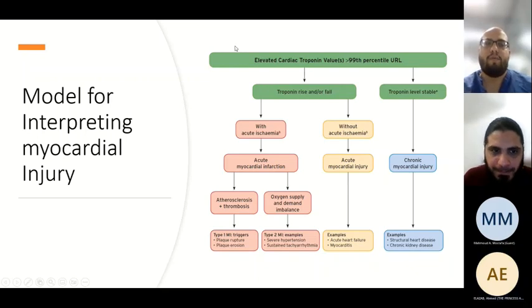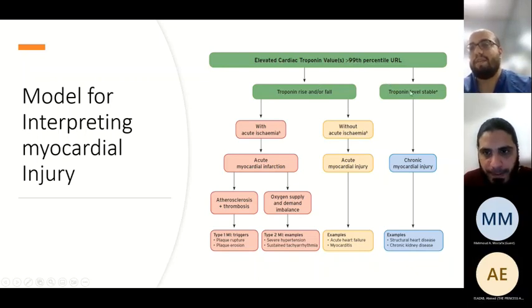Okay. So that's the model for interpretation of myocardial injury, so we're basically recapping the situations all together. You found the patient has an elevated cardiac troponin above the upper reference limit. You need to ask yourself 2 questions. Is the level stable, or is there a rise or fall? If the levels are stable, then the patient most probably has what we call a chronic myocardial injury.